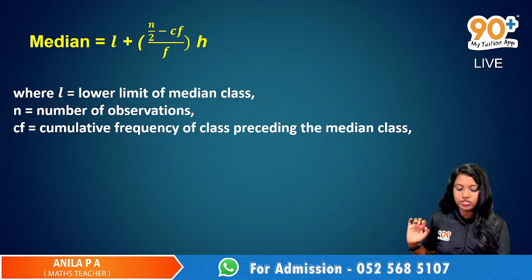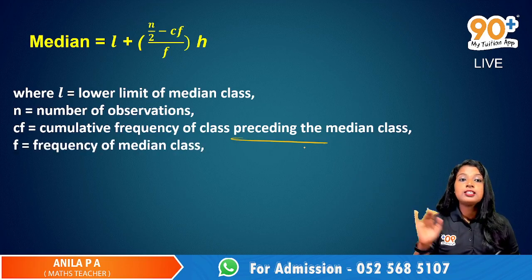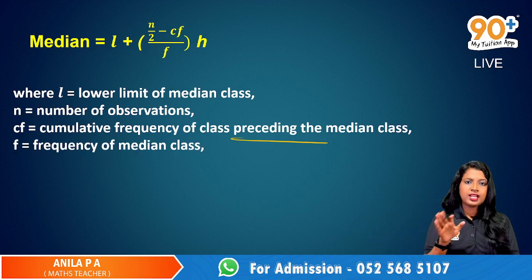So if you want, you can just underline this one. This is very important. And then what is F? F is the frequency of the median class. No worries there.